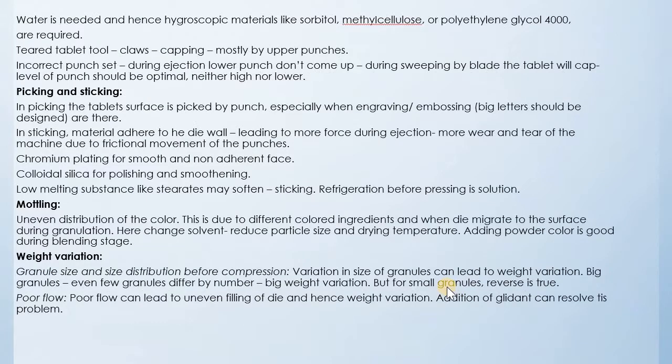A certain amount of moisture or water is often required for good compaction. A granulation that is too dry tends to cap or laminate more due to the lack of cohesion, and hence hygroscopic materials like sorbitol, methylcellulose, and polyethylene glycol 4000 are required.